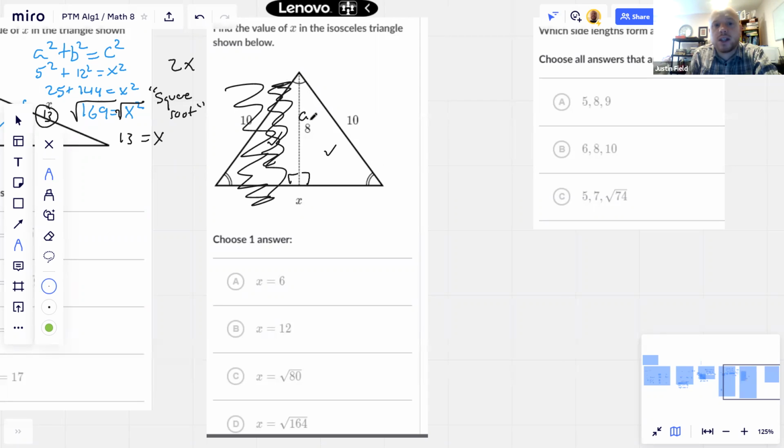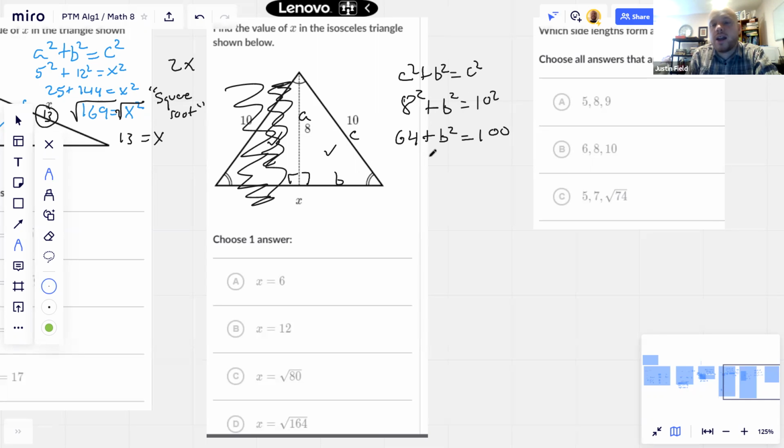And we'll label this A, B, and C. And so we know A squared plus B squared equals C squared. And now we know A is 8. B is, well, I don't know what B is yet, but I know C is 10. Okay, so now let's do our squaring.